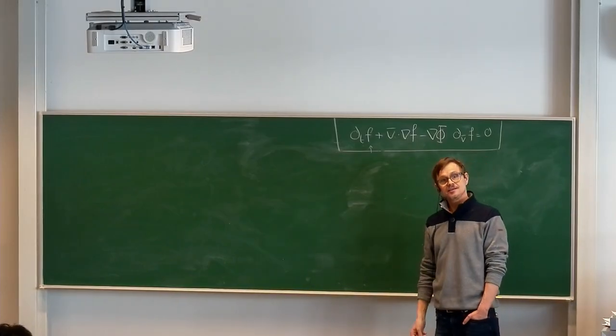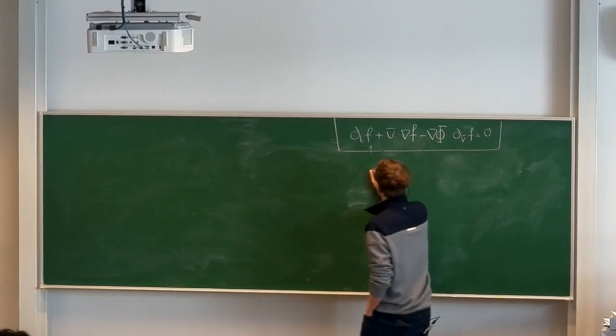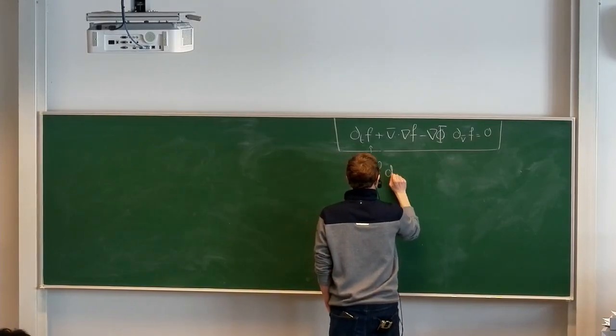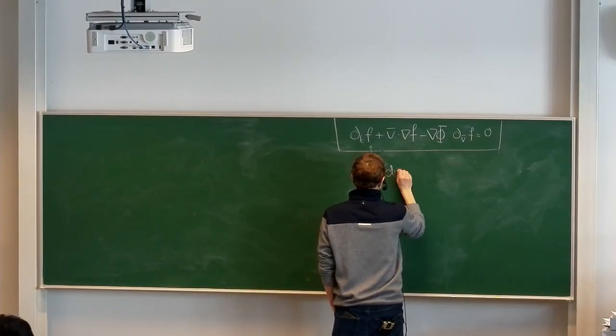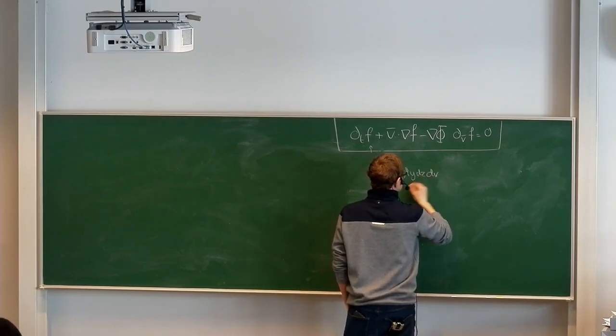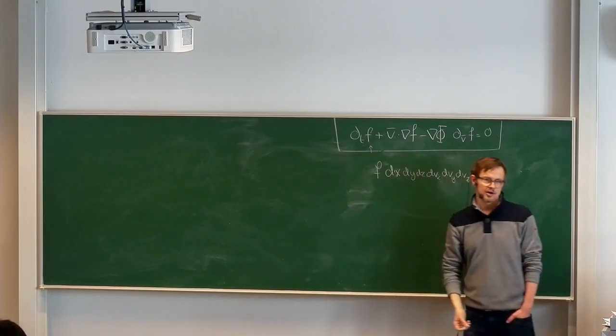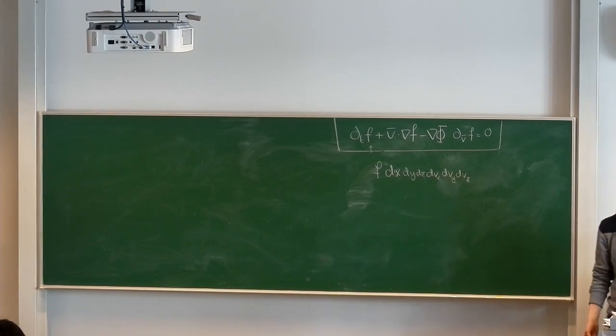And f is the distribution function in phase space, such that f in a differential volume, dx, dy, dz, and in velocity space, dvx, dvy, dvz, is the number of particles contained within that differential volume in phase space. It's the average number of particles, and so on.